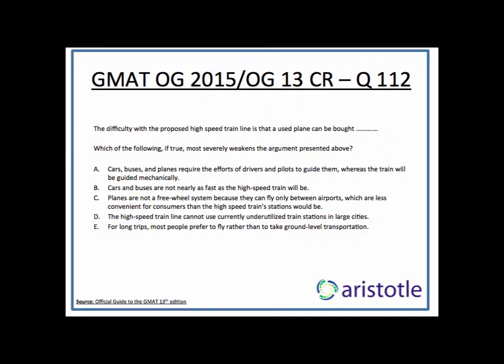D says the high-speed train line cannot use currently underutilized train stations in large cities. So then it actually strengthens the argument in favor of using the plane maybe. Doesn't weaken the argument by any stretch. E says for long trips, most people prefer to fly rather than to take ground level transportation. Again, it strengthens the argument in favor of the use of airplanes. Doesn't weaken it. So C would be the answer to the question.